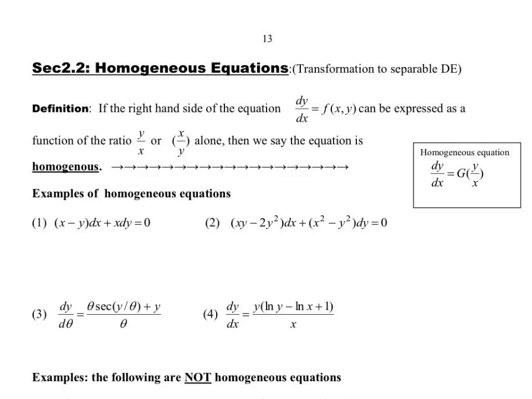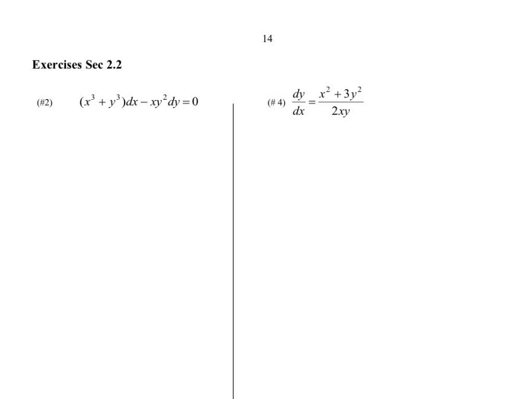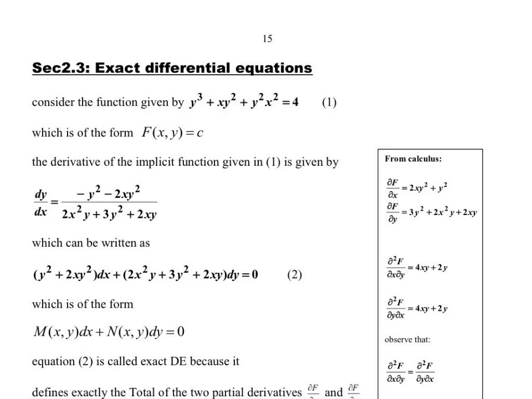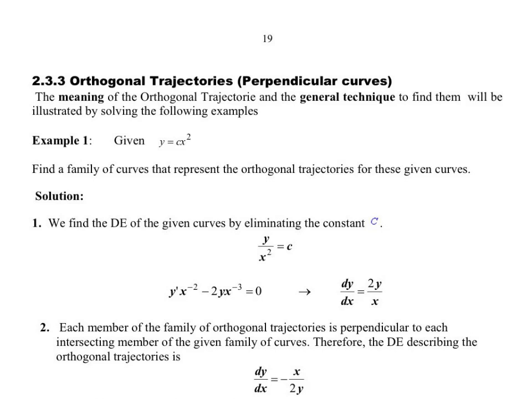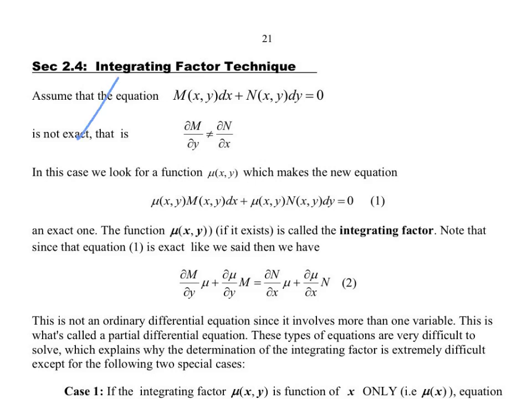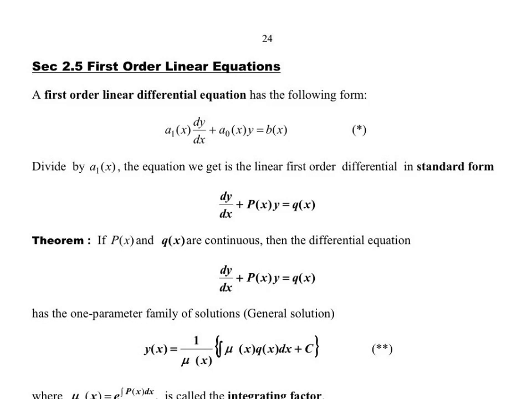The second method will be the homogeneous differential equation, which actually depends a little bit on the first method. Method 3 is the exact differential equation, which really is not related to the previous methods. Method 4 is the integrating factor, which totally depends on method 3. And the last method, method 5, is the linear first order differential equation.